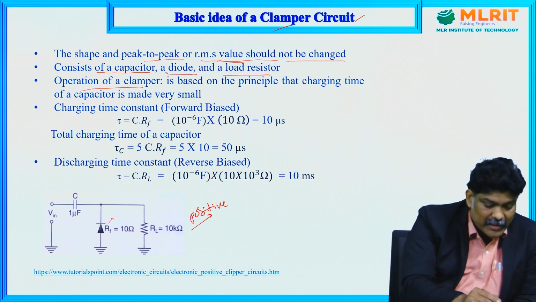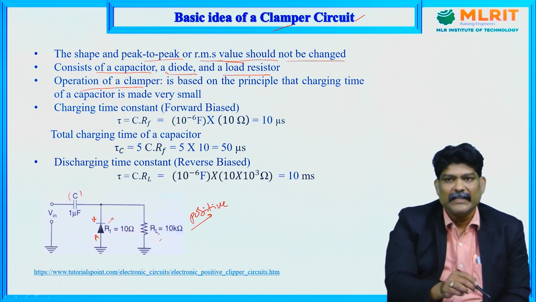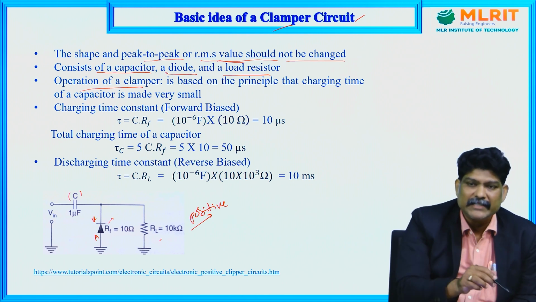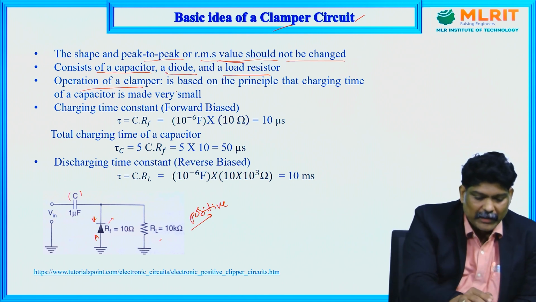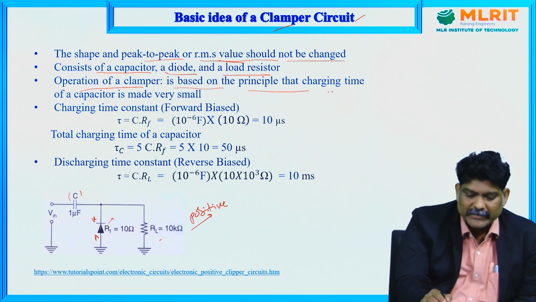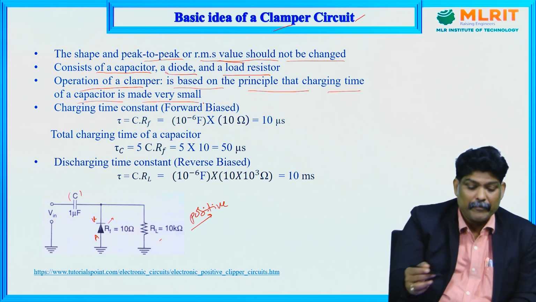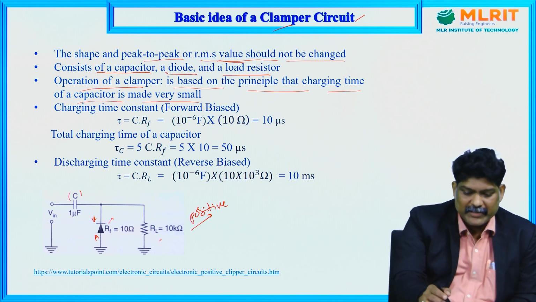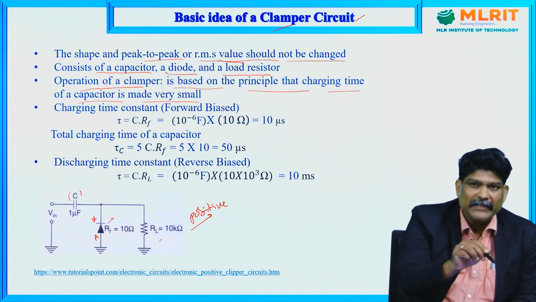So that means anode and cathode being negative. So this is a capacitor, diode and load resistor. See here, it basically depends on the charging time and discharging time of the capacitor. It is based on the principle that the charging time of a capacitor is made very small when compared to the discharging time.